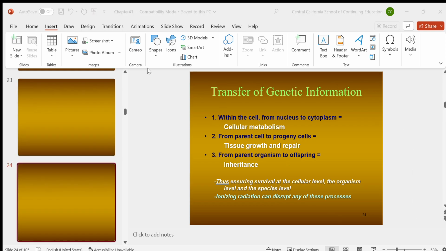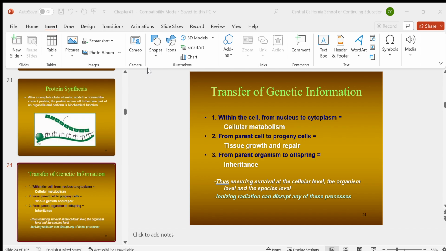Okay, so we're just sort of picking up where we left off here. First, this slide talks about the transfer of genetic information, how we get information contained in the nucleus. How is that transferred within the cell, for example?